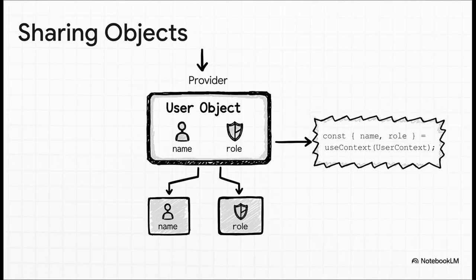Then, in any component that needs it, you can use standard JavaScript destructuring to pull out only the pieces you care about. Maybe one component just needs the name, and another one needs the role. You just grab what you need in one clean, readable line. It's so flexible and it scales perfectly as your data gets bigger.